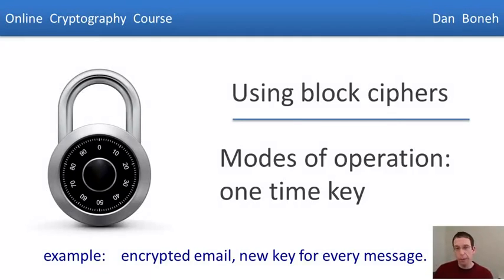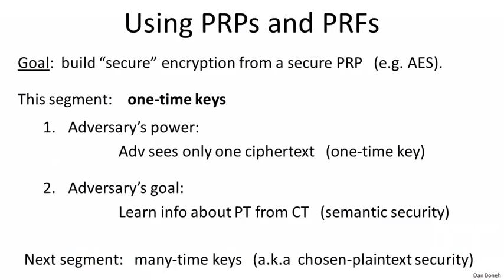So as our first example, let's look at a very simple way of using a block cipher for encryption. In particular, we'll see how to use a block cipher with a one-time key. So in this segment, we're just going to use the block cipher to encrypt using keys that are used one time. In other words, all the adversary gets to see is one ciphertext, and his goal is to break semantic security of that ciphertext. Now in the next segment, we're going to turn into more interesting applications of block ciphers, and we're going to see how to encrypt using keys that are used many times to encrypt many messages.